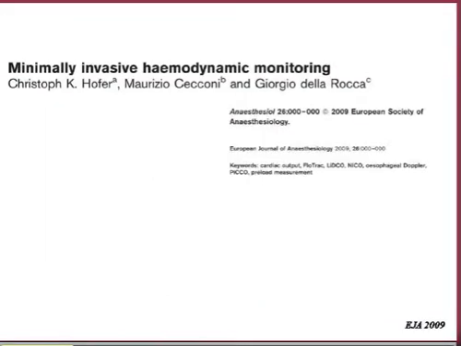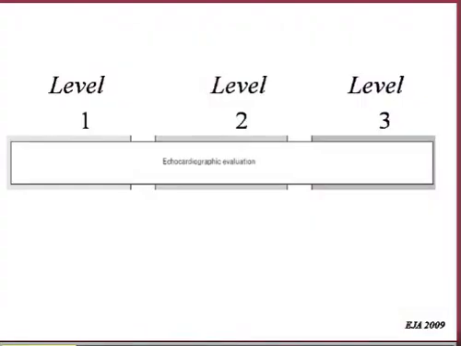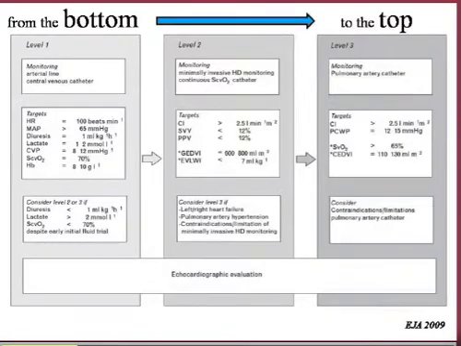And the first level, as we published in this paper with Maurizio Cecconi and Christoph Hofer, we have to move from the first to the second to the third level according to very easy things, easy to be repeated every day. So the first level, I will show you later, one at a time. The first level, the second level, the third level should always be integrated if you have an echo machine, of course. In which way, I will show you later. So this is the modern way to think about the bottom and the top of hemodynamic monitoring.